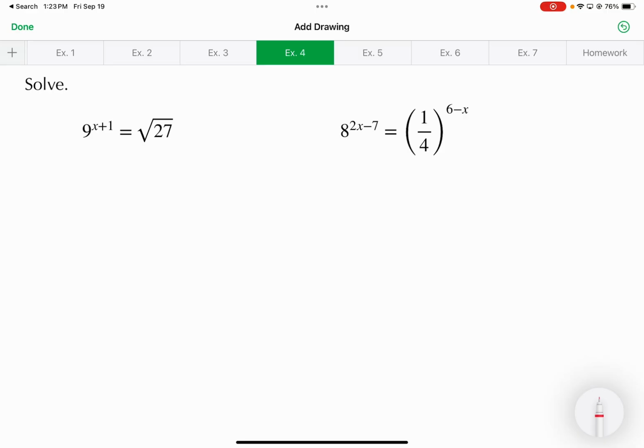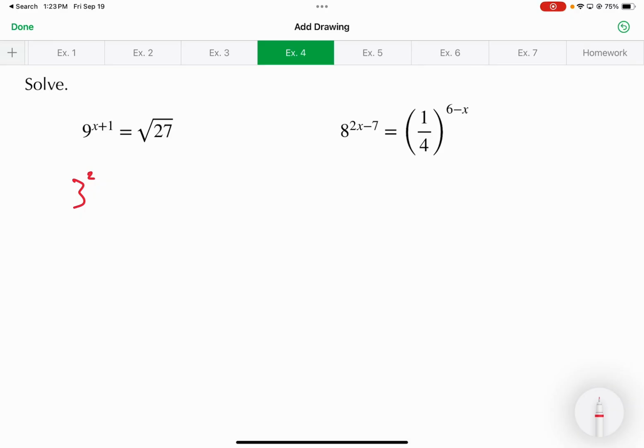So what I'm going to try to do now is try to look for a commonality between the two bases that I have, okay? All right, so if I'm comparing 9 and 27, what would be a common base between 9 and 27? 3, right? Because I can write 9 as 3 squared. I can write 27 as 3 to the 3rd power. So let's start by doing that.